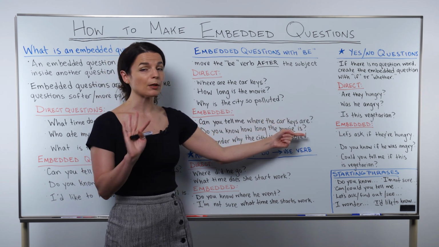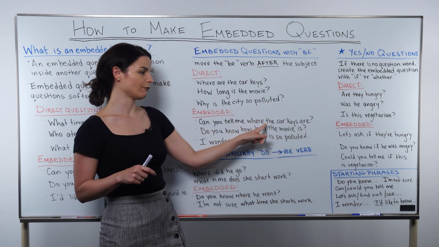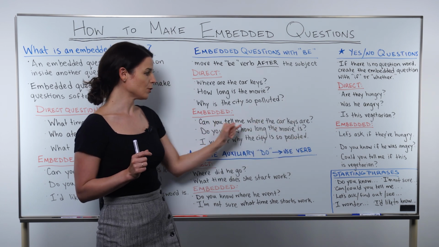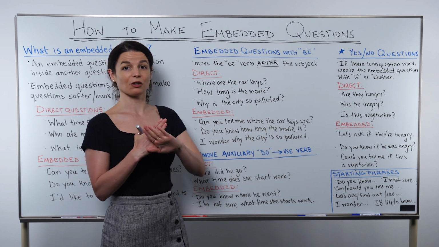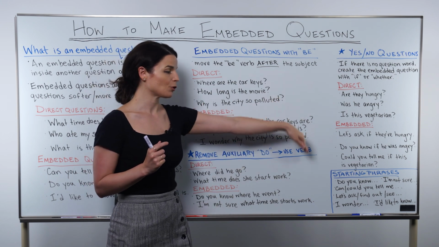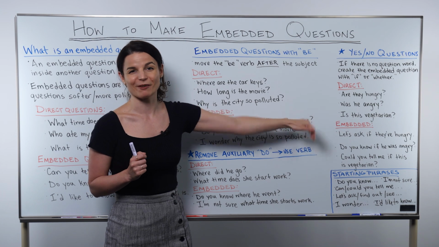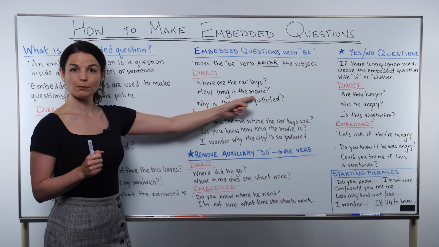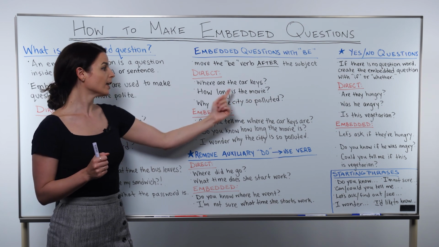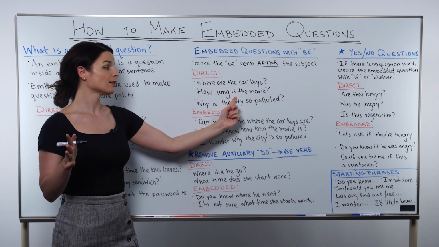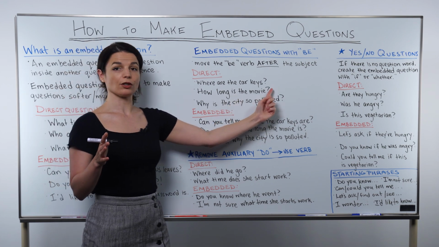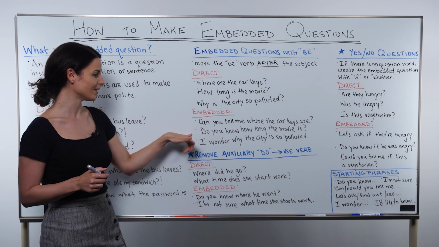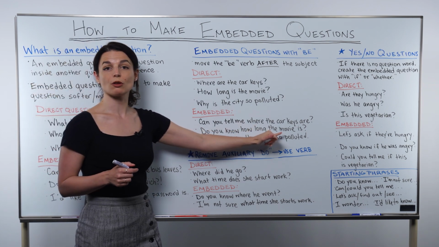So a very common mistake is learners don't move the be verb to after the subject. Can you tell me where are the car keys is incorrect. Make sure to move it to after the subject. Okay, let's look at the next example. How long is the movie? Here the be verb is is. So we need to move this after the subject. Here's our sample embedded question with this grammar. Do you know how long the movie is?